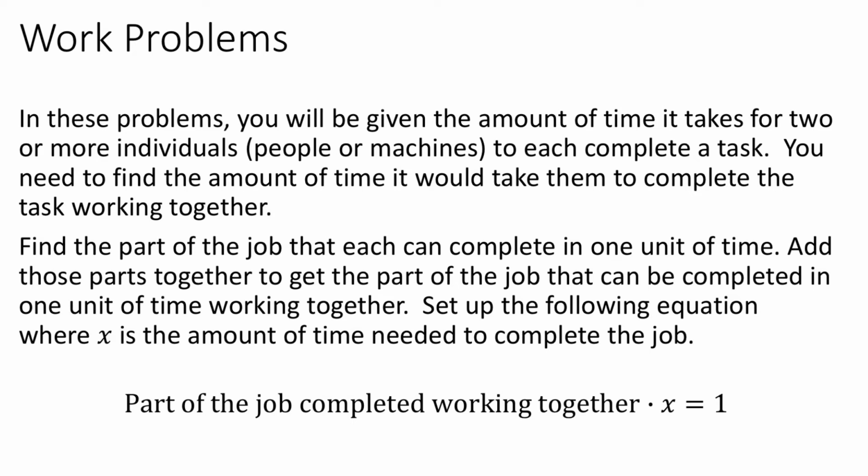So we're going to find what part of the job they complete working together in 1 unit of time. So if the time is in hours, we're talking about what part of the job they can do together in 1 hour. If it's in minutes, then you do what part of the job they can do in 1 minute. So we're going to add the 2 portions of the job that they can each do separately together. That's going to give us the part of the job completed working together. And we multiply that by x, which is the time to do the job together.